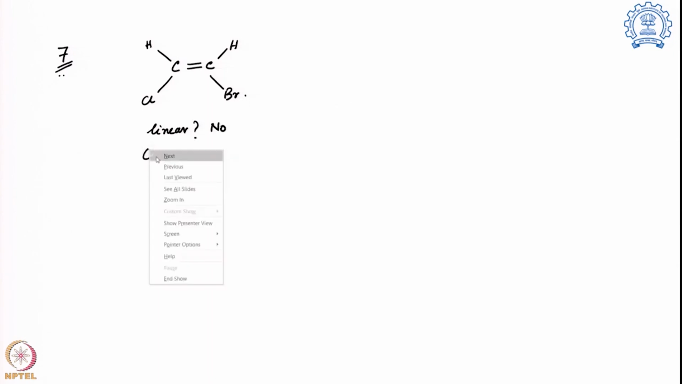Now, I go to the next one, which is an alkene type molecule. I am drawing hydrogen, hydrogen in the cis position, and the rest of them are a chloride and a bromide. So, what is the point group of this particular molecule? This ethylene derivative has the same question: are you linear? Answer is obviously no. Do you belong to any cubic group?